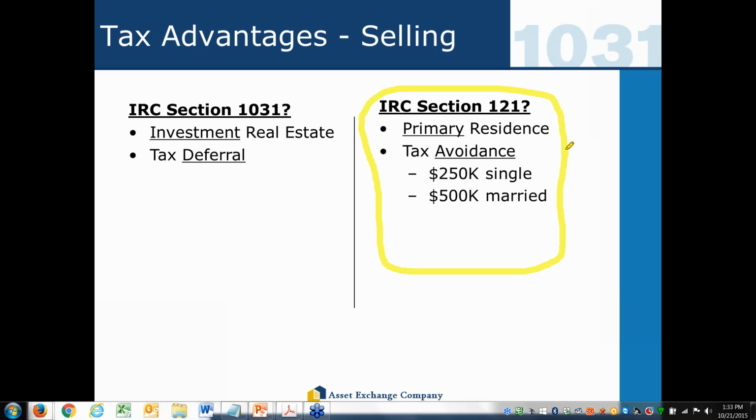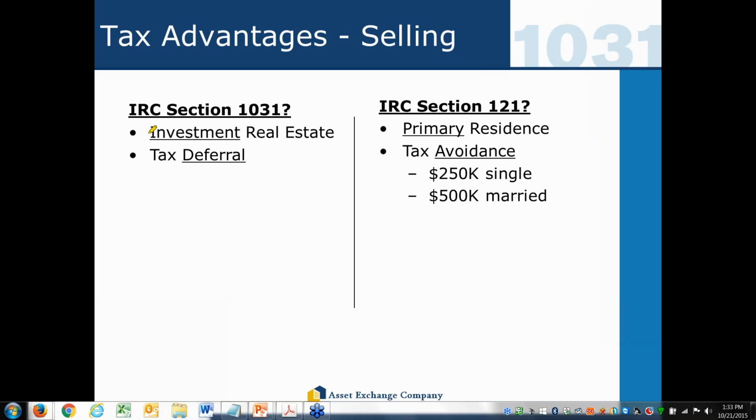Every once in a while, someone calls and says, hey, Leonard, I'm exchanging one house that I live in for another. I need to do an exchange. No, you don't. That is not a 1031 exchange. Okay? When you sell a primary residence, that is a different tax law. All right? You don't need an exchange company.